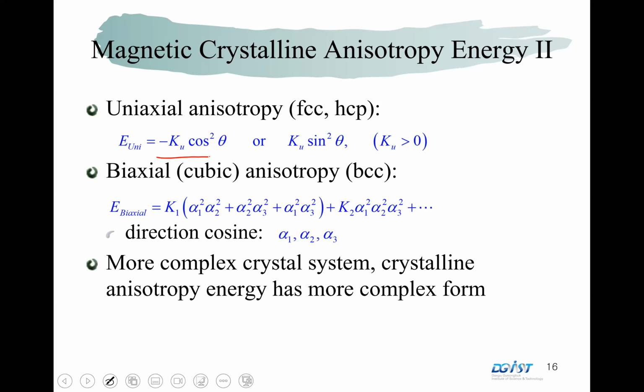And these two energy expressions actually have the same physical meaning. If you have a positive Ku, which is what we call the crystalline energy, actually, this is the energy density unit. And what's the physical meaning of this equation? What is the lowest energy in this energy expression?